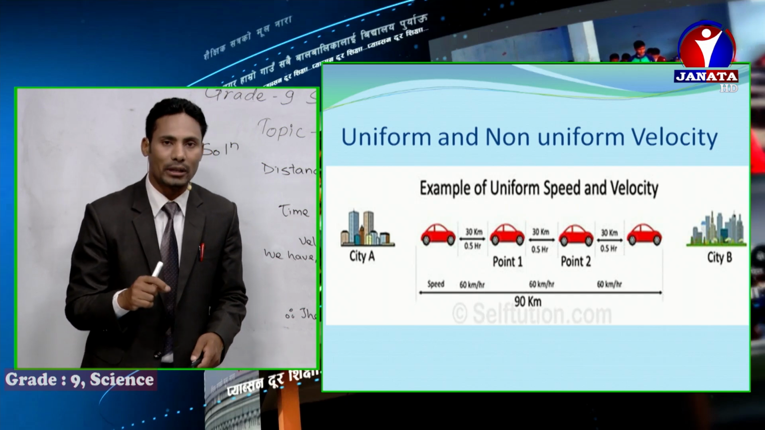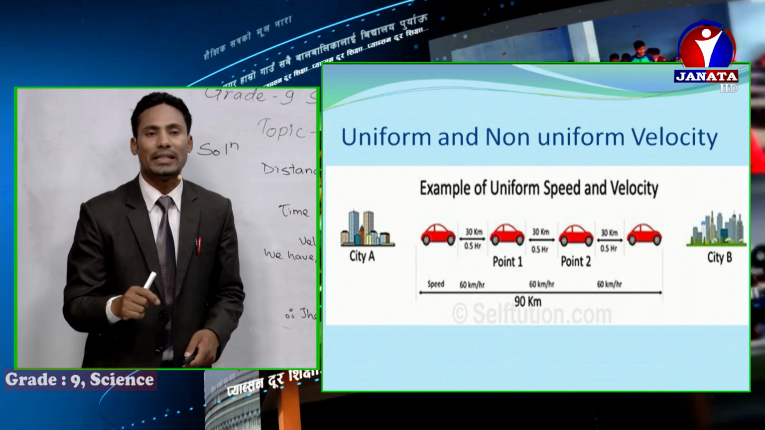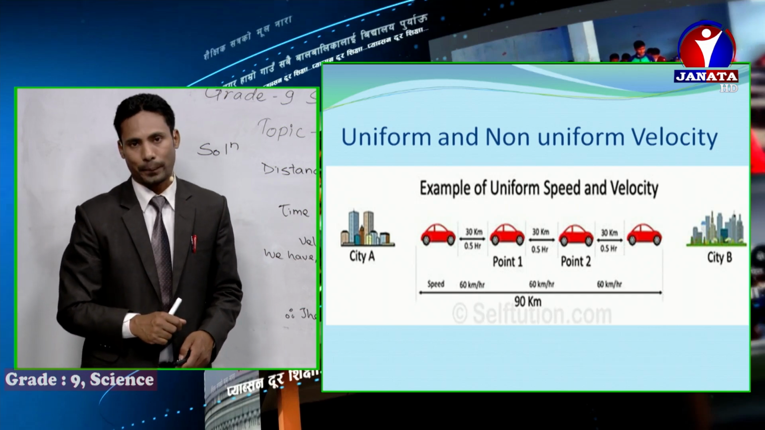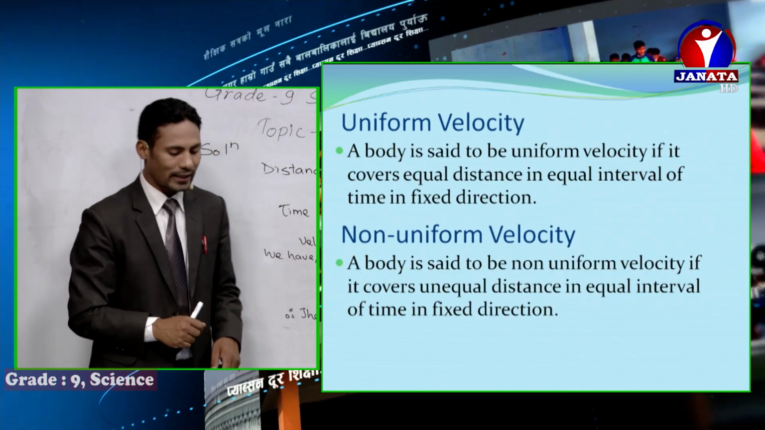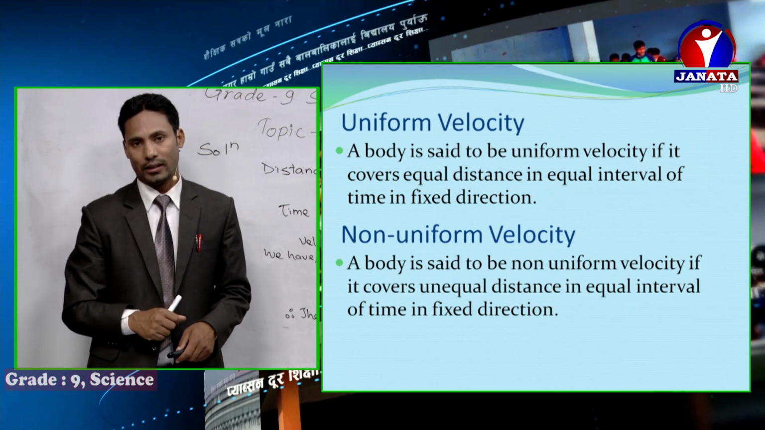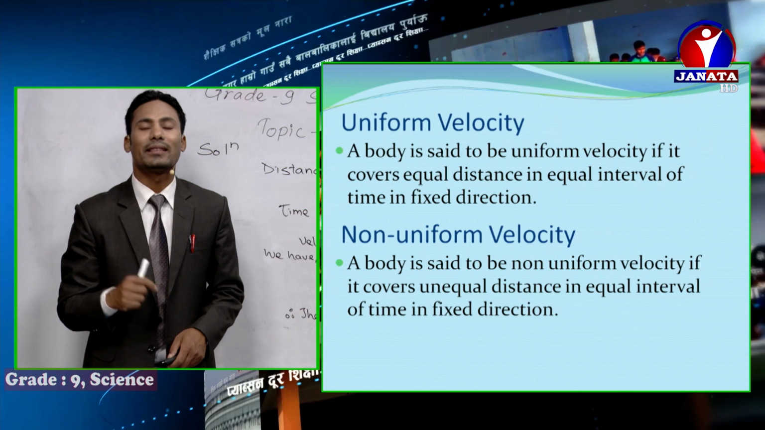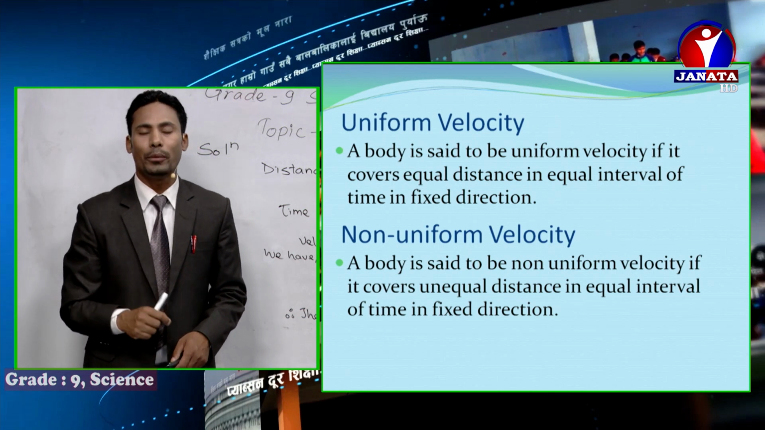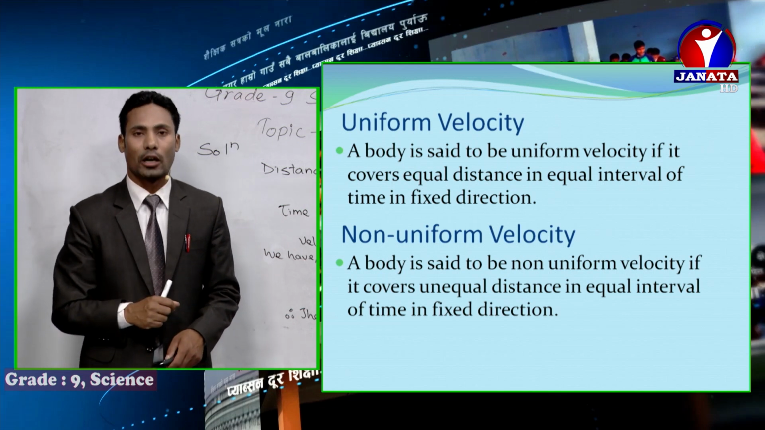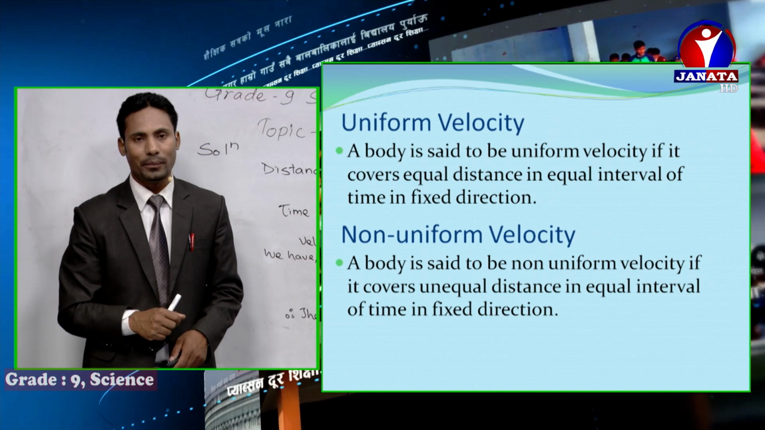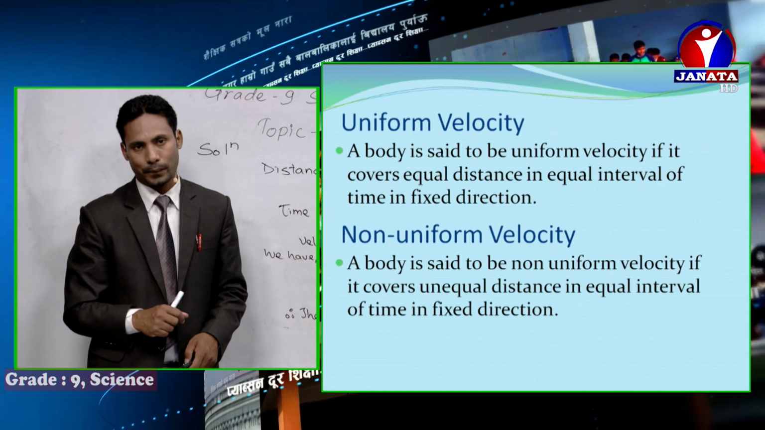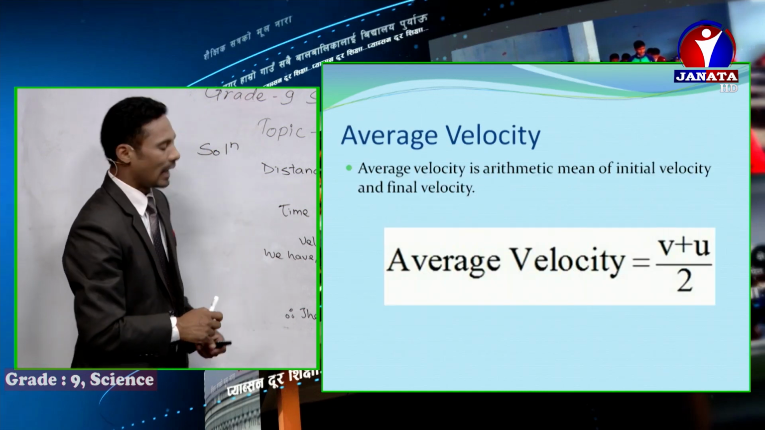So uniform velocity can be defined as equal displacement covered in equal intervals of time. And next, non-uniform velocity. Non-uniform velocity means if unequal displacement is covered in equal intervals of time, then that is known as the non-uniform velocity. Once again, if unequal displacement is covered in equal intervals of time, then that velocity is called the non-uniform velocity. So these are the definitions of uniform velocity and non-uniform velocity.